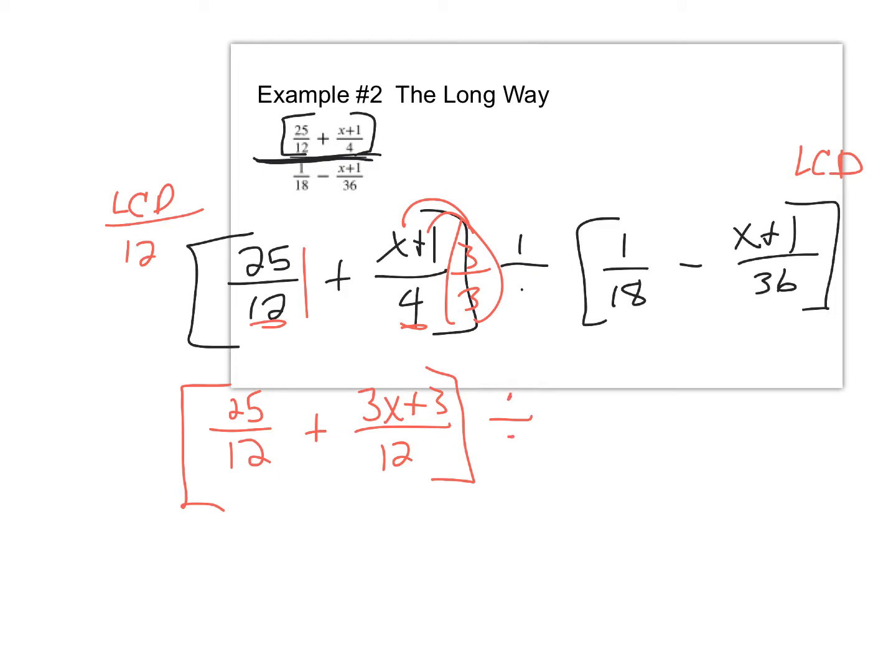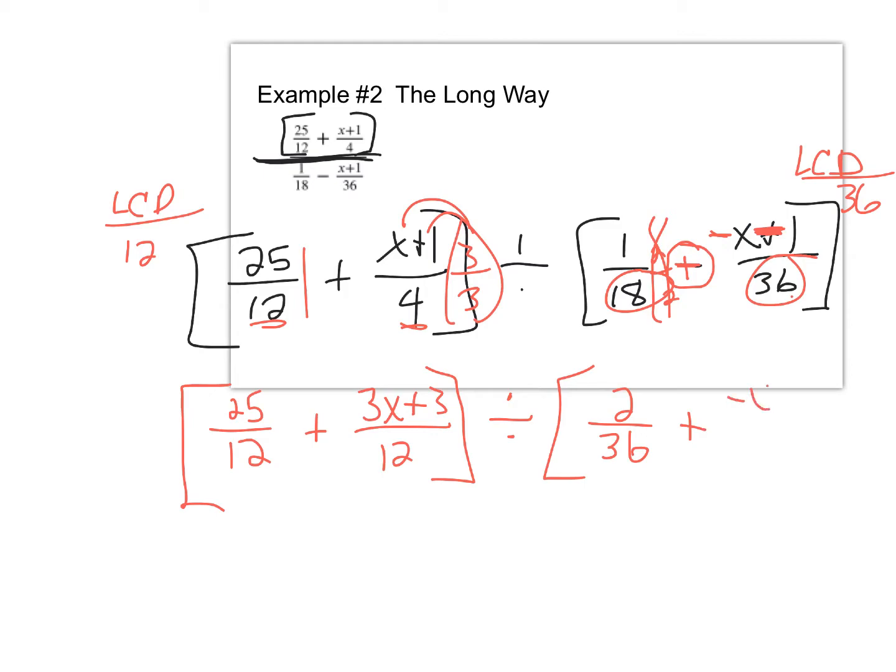Okay, now over here, the common denominator of these is going to be 36. So this one we have to tweak with 2's. This one's all set, but also notice we have this minus here that we don't like, so let's change that to plus and change the signs up here because we want to distribute the negative up. So we're going to have 2 over 36 plus negative x minus 1 over 36.